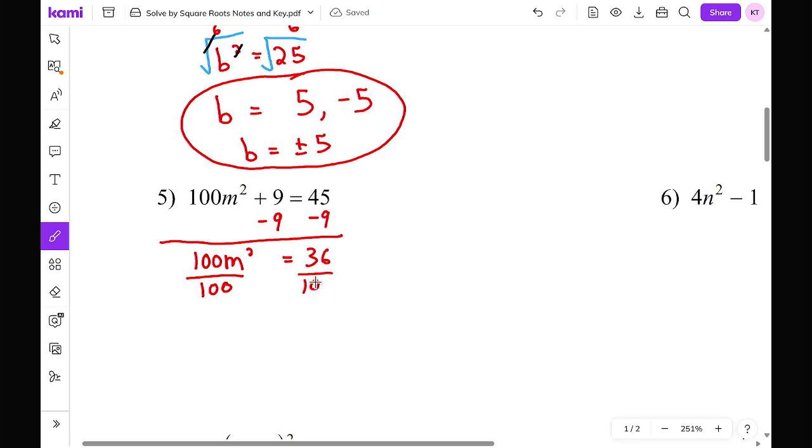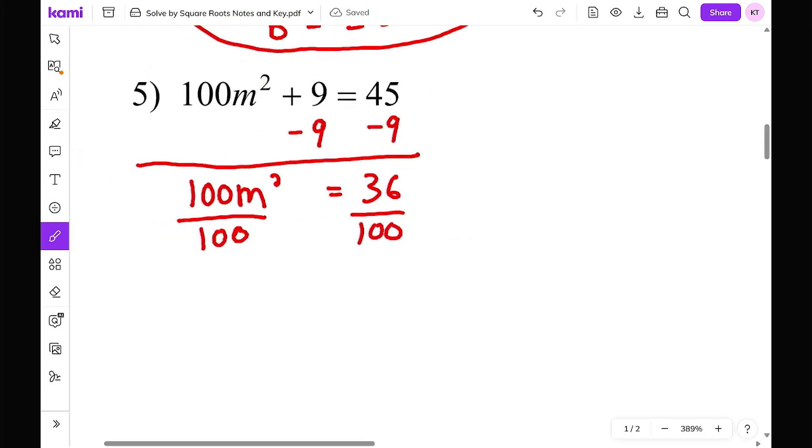And if I divide by 100 on both sides, that will give me m squared is now equal to 36 over 100. Now, if I divide 36 by 100, that's going to give me a decimal. So what I'm going to want to do is just leave this as a fraction of 36 divided by 100. And if we look at these numbers here, we might notice something on our next step.